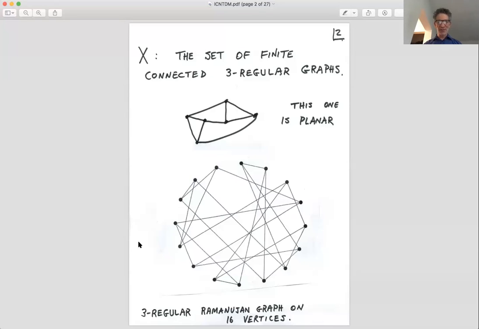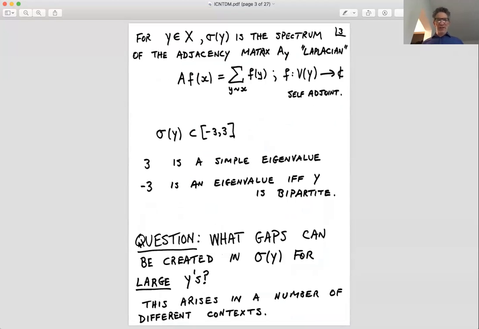All right, so everything will be 3 regular graphs, and the interest will be in large 3 regular graphs. Small ones, one can search for them, and they're very special, but we'll be interested in large ones. The spectrum, as in the title, so let's make sure we're all on the same page. So capital X is the set of all finite 3 regular connected graphs. For such a graph Y, sigma Y is going to be its spectrum.